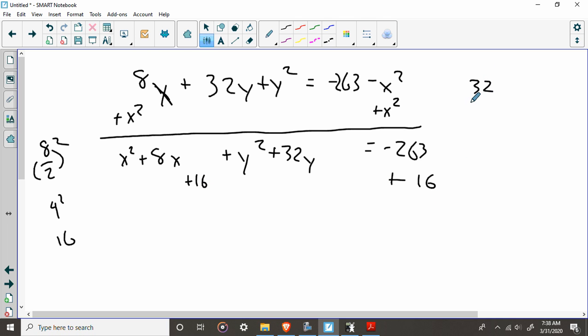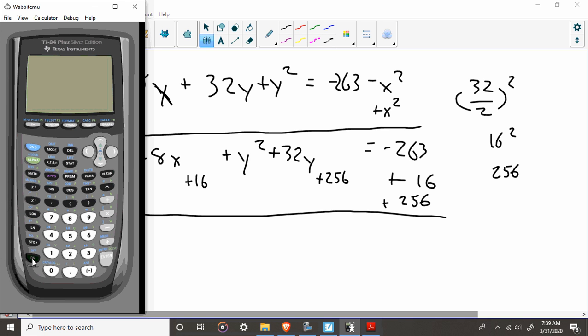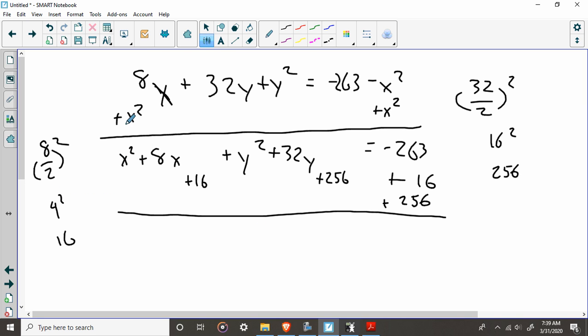On the other side, 32 over 2 squared, that's 16 squared, which is 256. Use your calculator if you have to. Adding 256 to both sides. Again, what are we going to get here? I believe we're going to get 9. And so again, we got negative 263 plus 16 plus 256 is 9. Yes, very good. So again, what do we got?